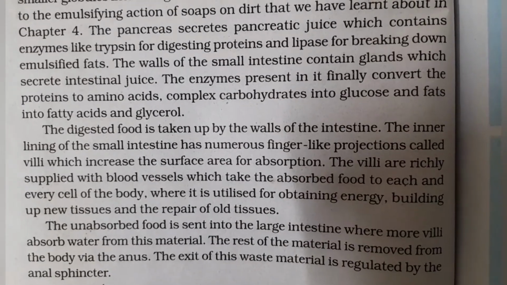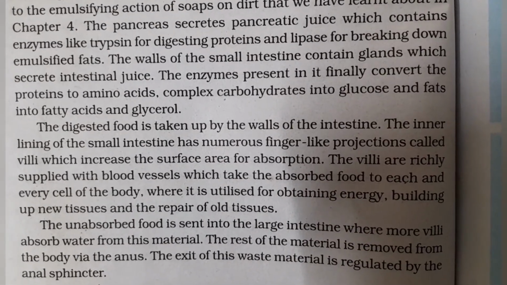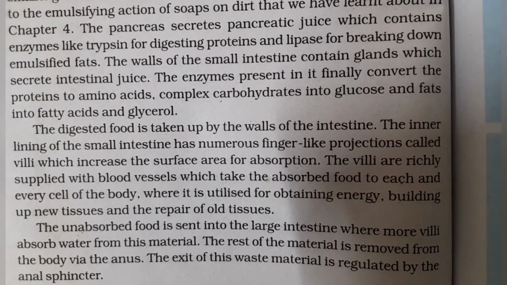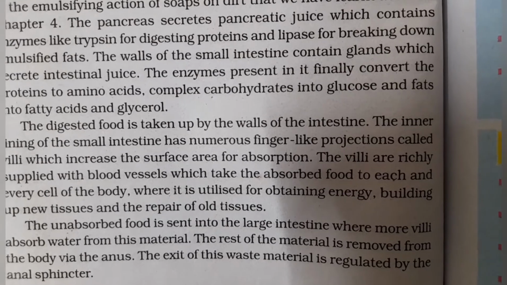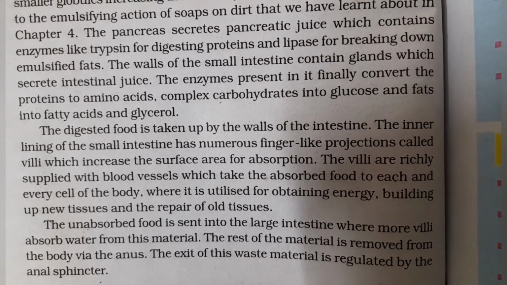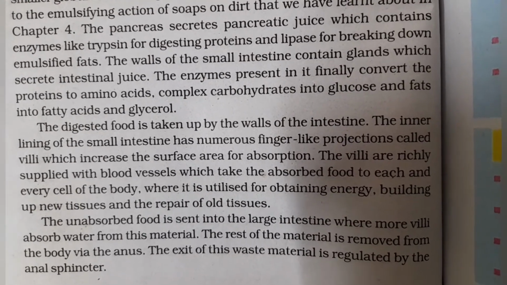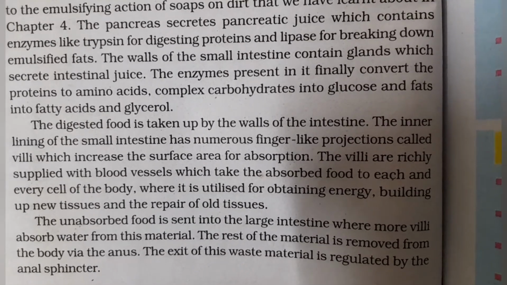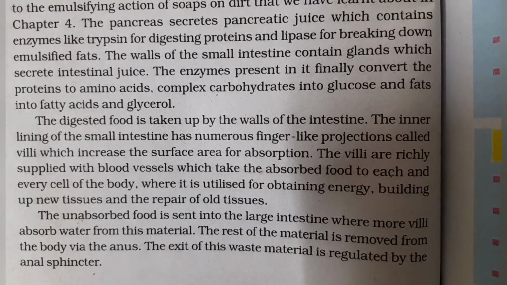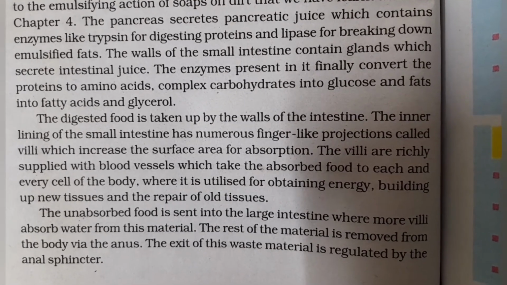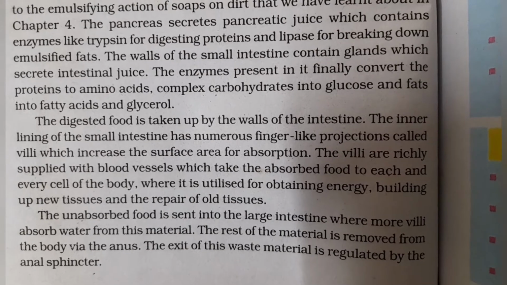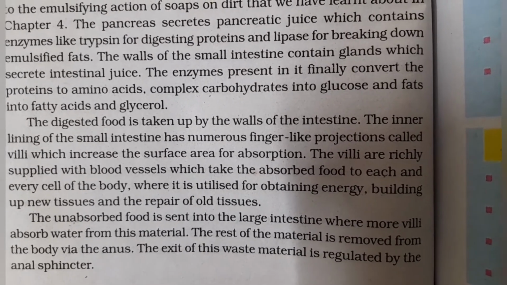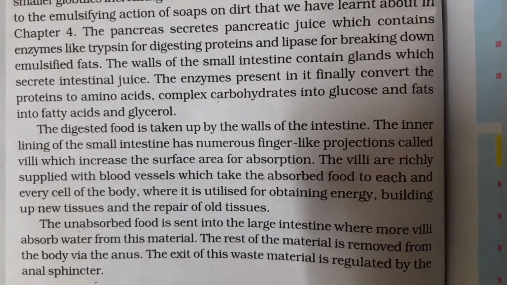The digested food is taken up by the wall of the intestine. The intestinal wall has finger-like projections called villi, which increase the surface area for absorption. The villi are connected with blood vessels, that is, the food gets absorbed on the villi and is taken in by the blood vessels, and the blood vessels carry it to all the cells of the body, where it is utilized for obtaining energy, building up new tissue and repair of old tissues.